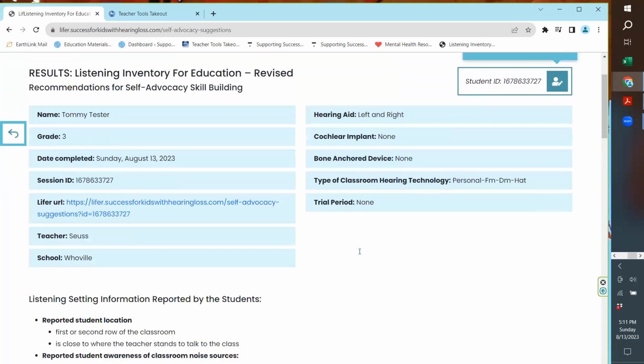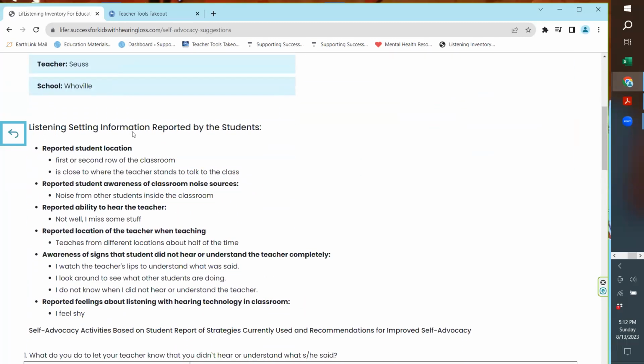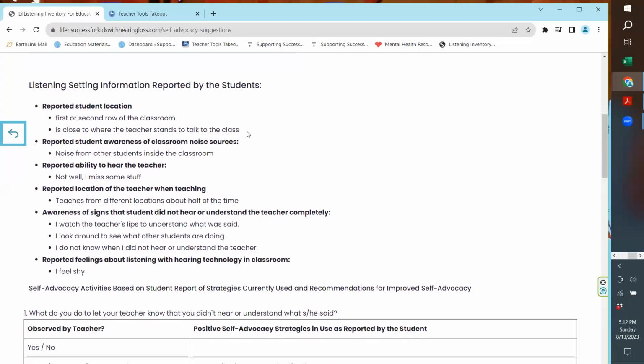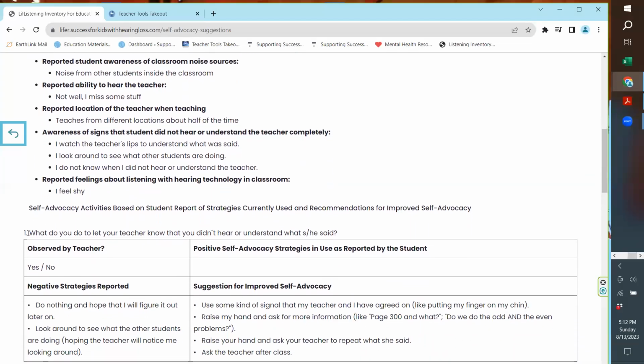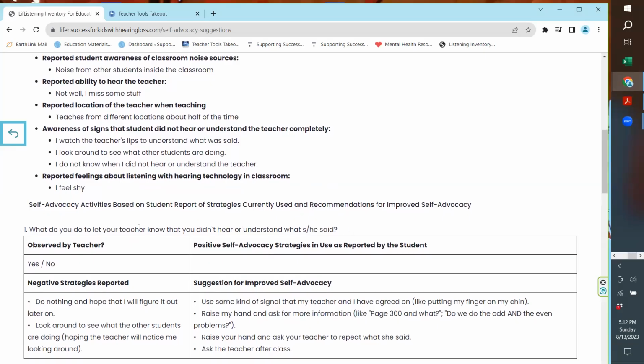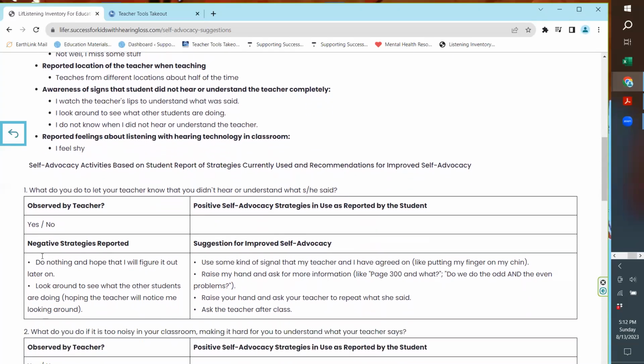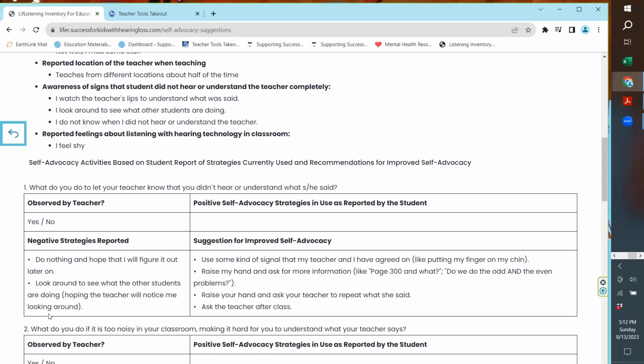And the interesting thing about this is that these are the before-life answers. So this is what the student is saying is going on in his classroom. And then it lists each of the after-life questions. And in this case, the child didn't select any positive self-advocacy strategies. They selected these two negative strategies. And so you have these strategies as potentials for your planning, for IEP goals or planning for intervention.